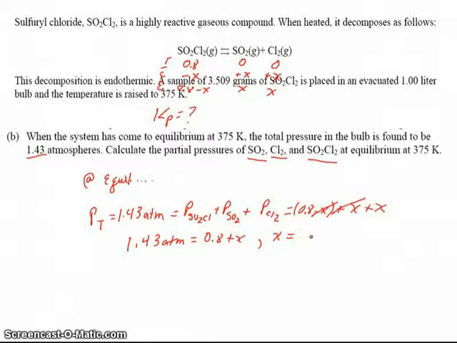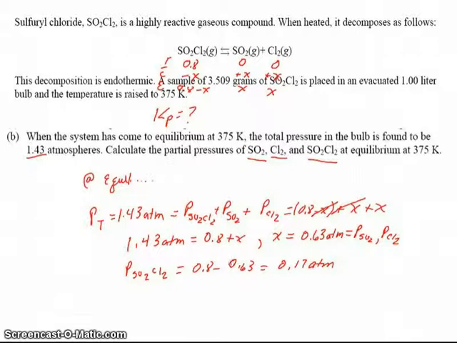that value is going to be 0.63. And x in this case is equal to the pressure of SO2 and the pressure of Cl2 both. They're both equal to the same amount. So then the pressure of the sulfuryl chloride, we just need to come back and apply our 0.8 minus x, because that's what we said sulfuryl chloride is. So it's going to be 0.8 minus 0.63 atmospheres, so 0.17 atm.